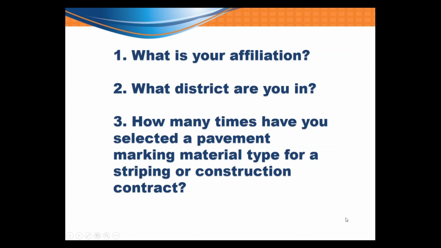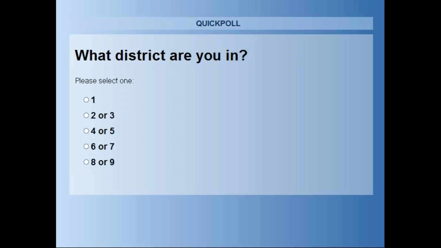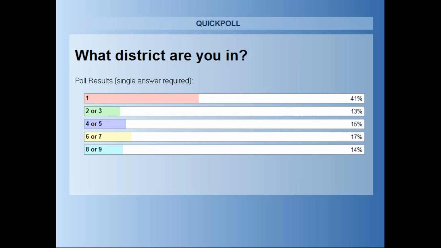So our next question is, what district are you in? So are you located within the District 1 area, 2 or 3, 4 or 5, 6 or 7, or 8 or 9? This kind of helps give us an idea of the regions within the state that our participants are from. And I got a majority from District 1 and a fairly good distribution between the other regions of the state here.